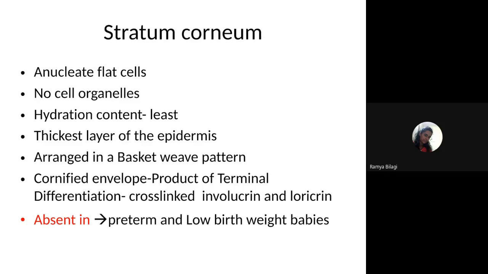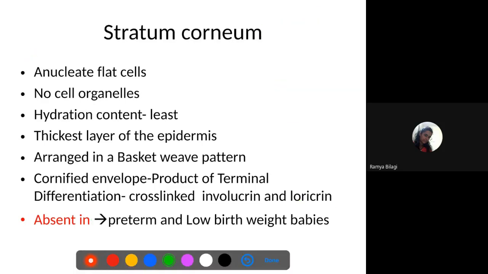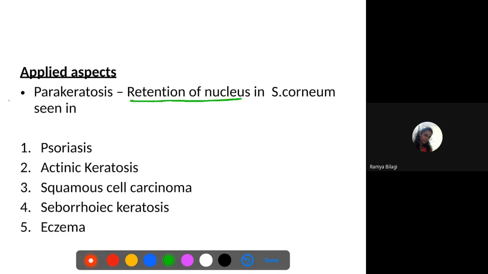Next, we shall know the applied aspects related to this stratum corneum layer. So I have told you the cells are anucleate. So what happens if the nucleus is retained in this layer? Then it is a condition called parakeratosis. So where do you see this?